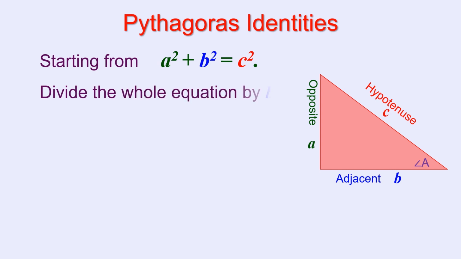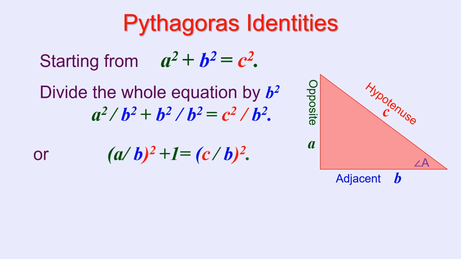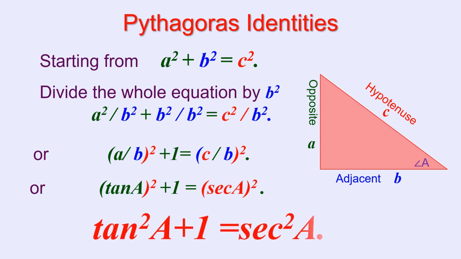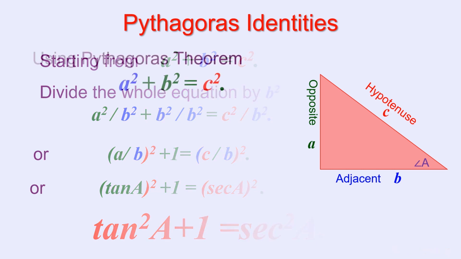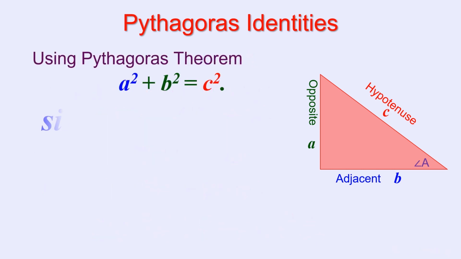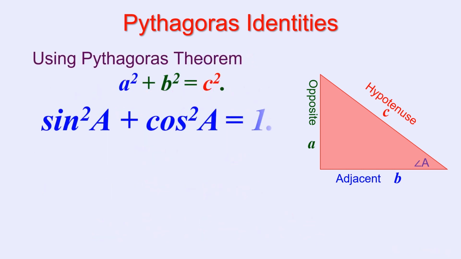The third identity we get by dividing the equation by b squared, as a by b equals tangent of A and c by b equals secant of A. So we get tan squared A plus 1 equals sec squared A. Here is the summary of all three Pythagorean identities.